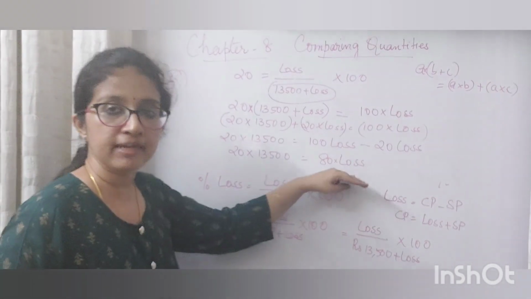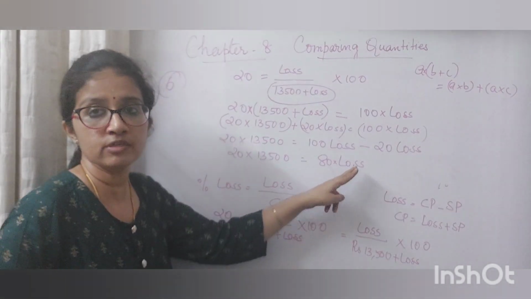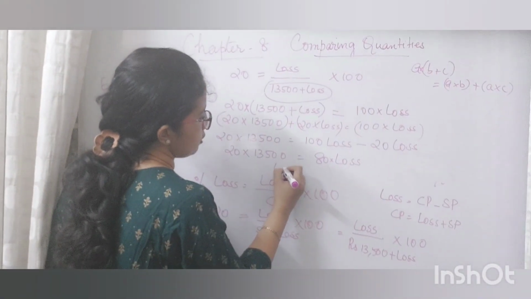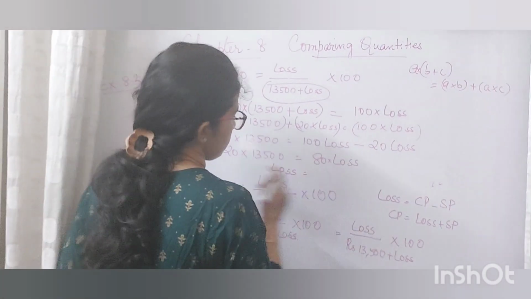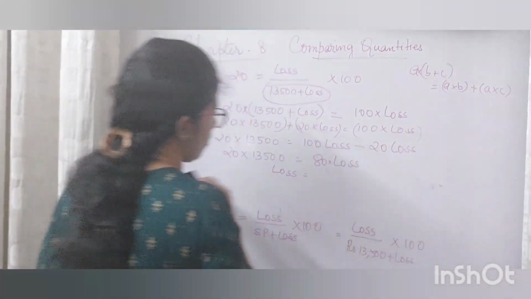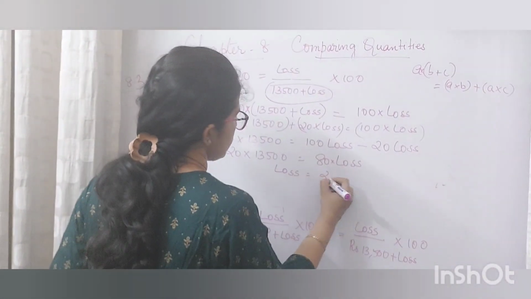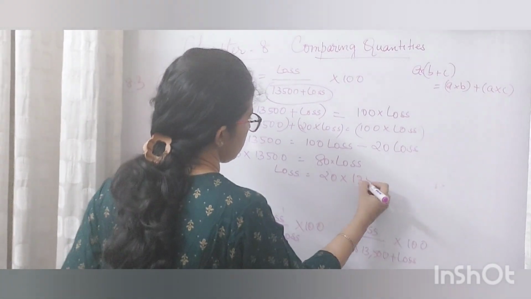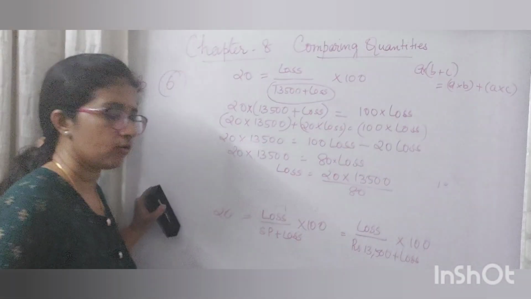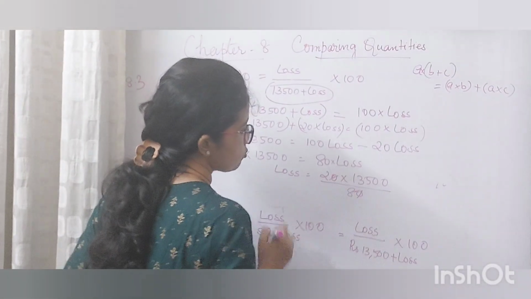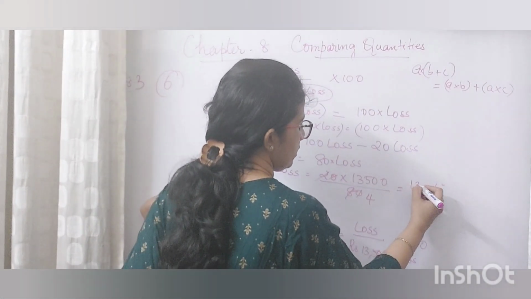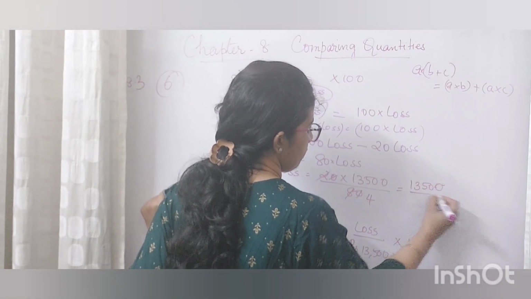Now it has become very easy, right? Because the only term which we don't know is loss. We know all the other terms. So how can we do? Loss is equal to 20 into 13,500 divided by 80. Now cancel these two zeros. If you cancel this 4, you will get 13,500 divided by 4.